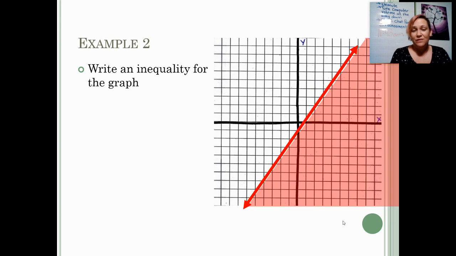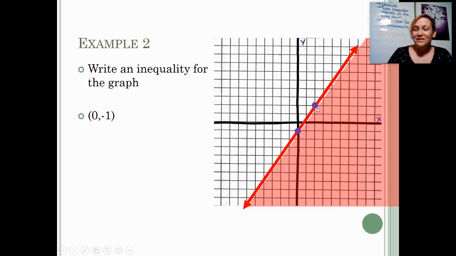Again, I'm going to write something in slope-intercept form because that is the easiest format to write given a graph. For slope-intercept format, I need my slope and my y-intercept. I like to start with the y-intercept. It's a little bit easier. So this is crossing the y-axis at -1.